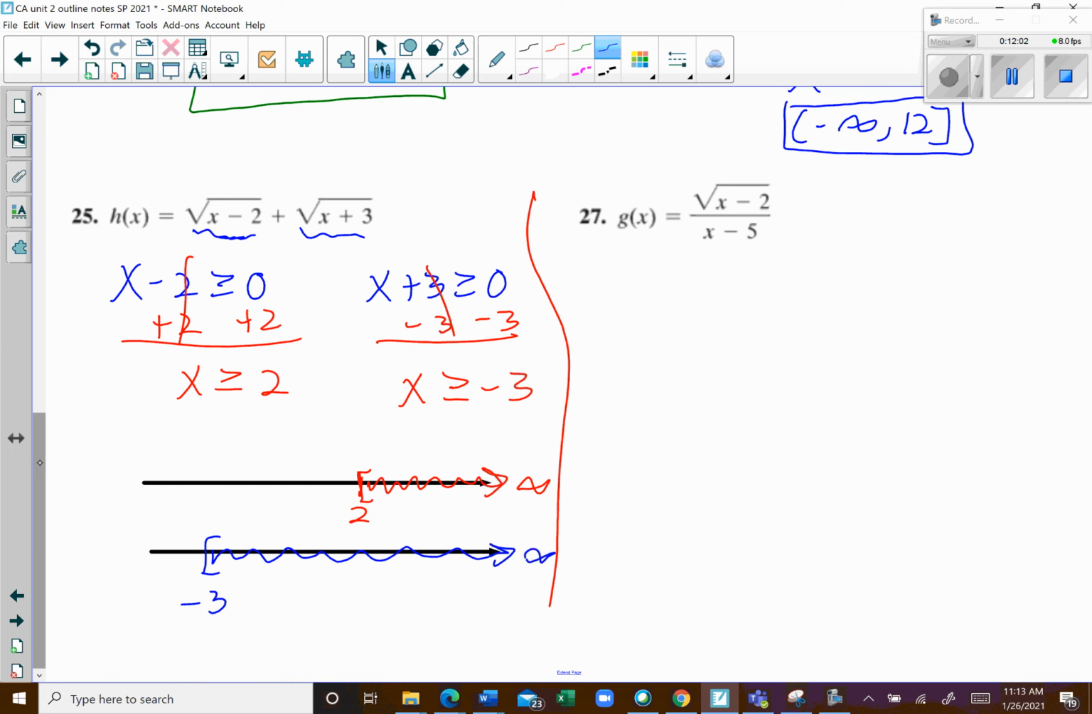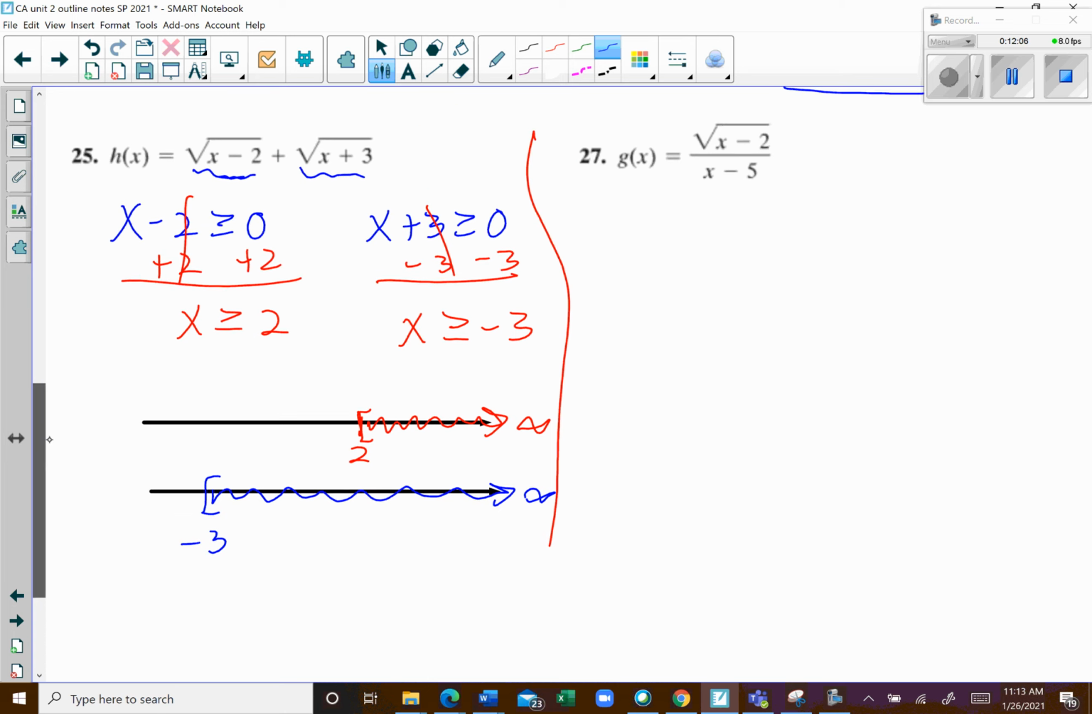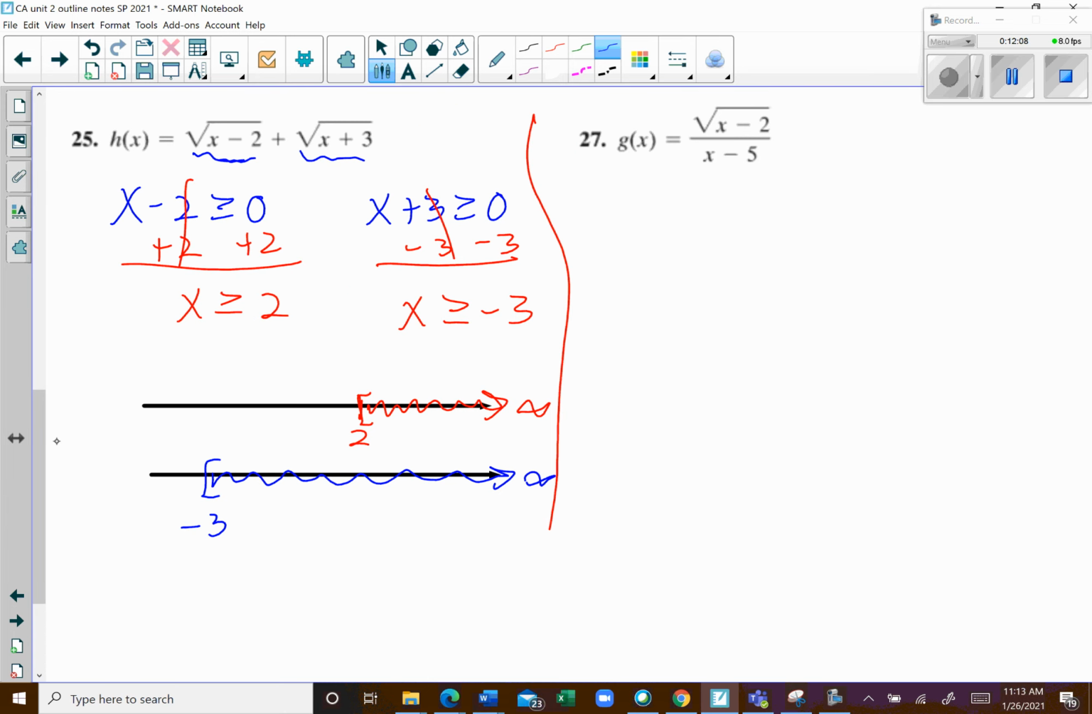Okay, so one of these is correct and one of them's incorrect. And the one that's going to be correct is where we have the overlap, where there's protection for both intervals. And that's going to be this part right here. It's going to be from 2 to infinity. And so that is our interval for our domain right there.